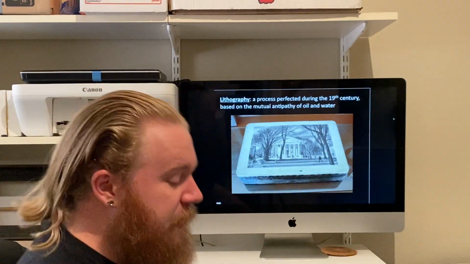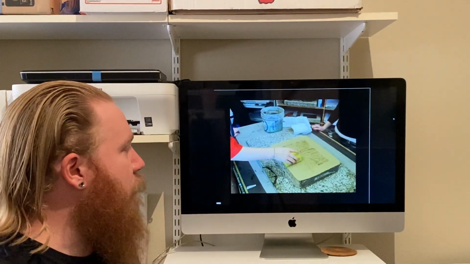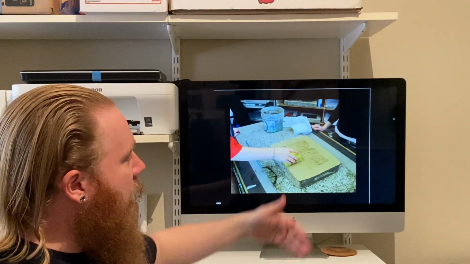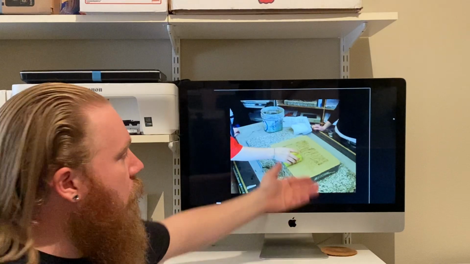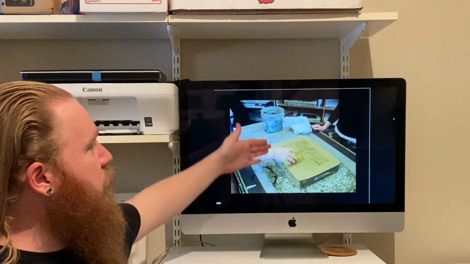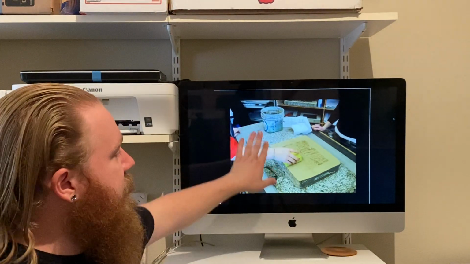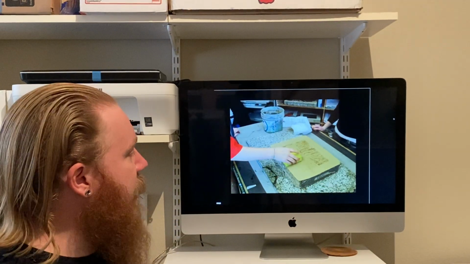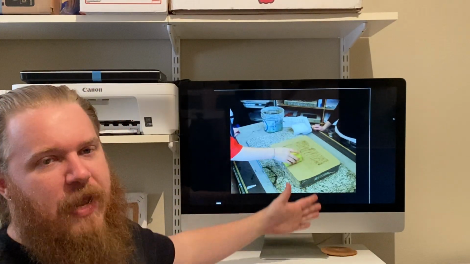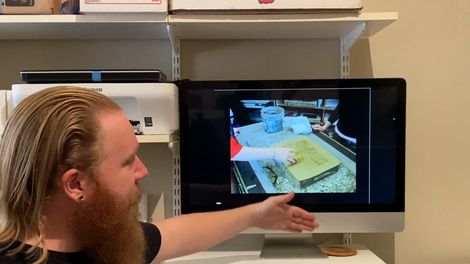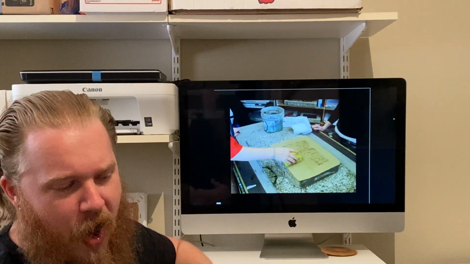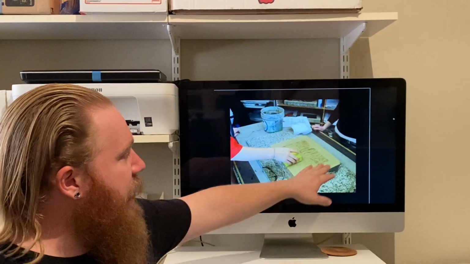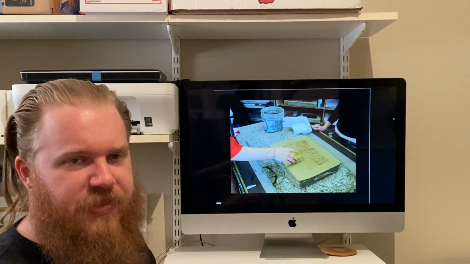So once again, this is based on the mutual antipathy of oil and water. We can see here the image is done in this wax material on the surface of the stone. Then we would use a material known as tapum to brush it. We would then ink the plate, and the ink would only stick to that wax and tapum surface. And then we would wipe it again a few times and re-ink and wipe until all of the wax was covered and all of the area of the stone not intended to hold the ink was completely clean.